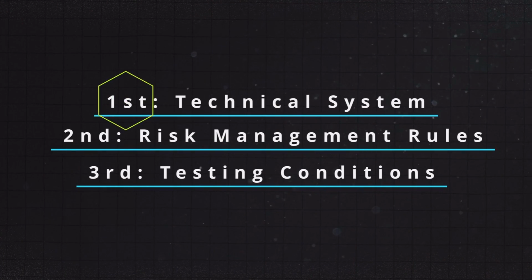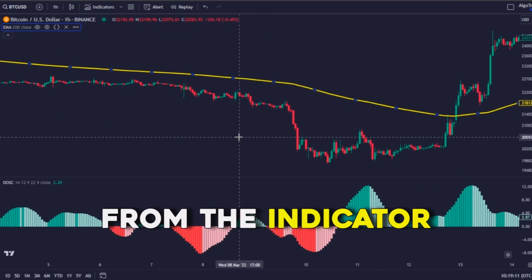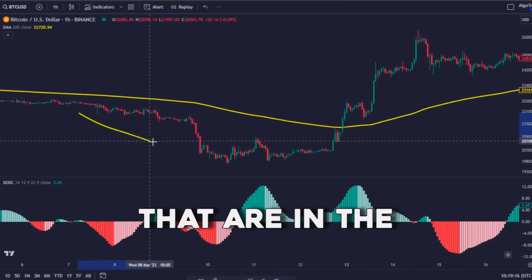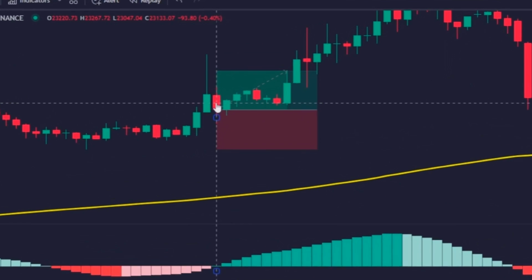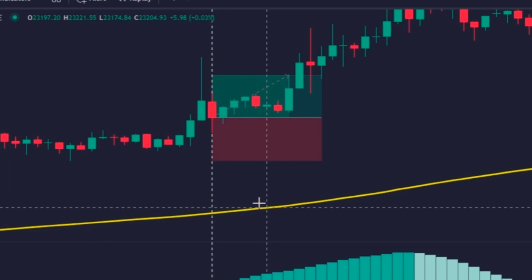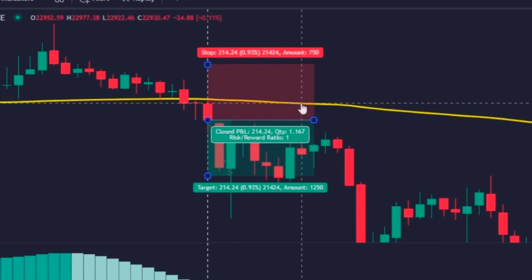Finally, regarding the technical system, in addition to the derivative oscillator, I will also use a 200 period exponential moving average as a baseline, just to filter losing signals from the indicator, in a way that I will only consider entry signals that are in the same direction as the trend given by this baseline. Here you have an example of a long position where the price is above the 200 exponential moving average, and here you have a short trade example where the price is below this baseline.